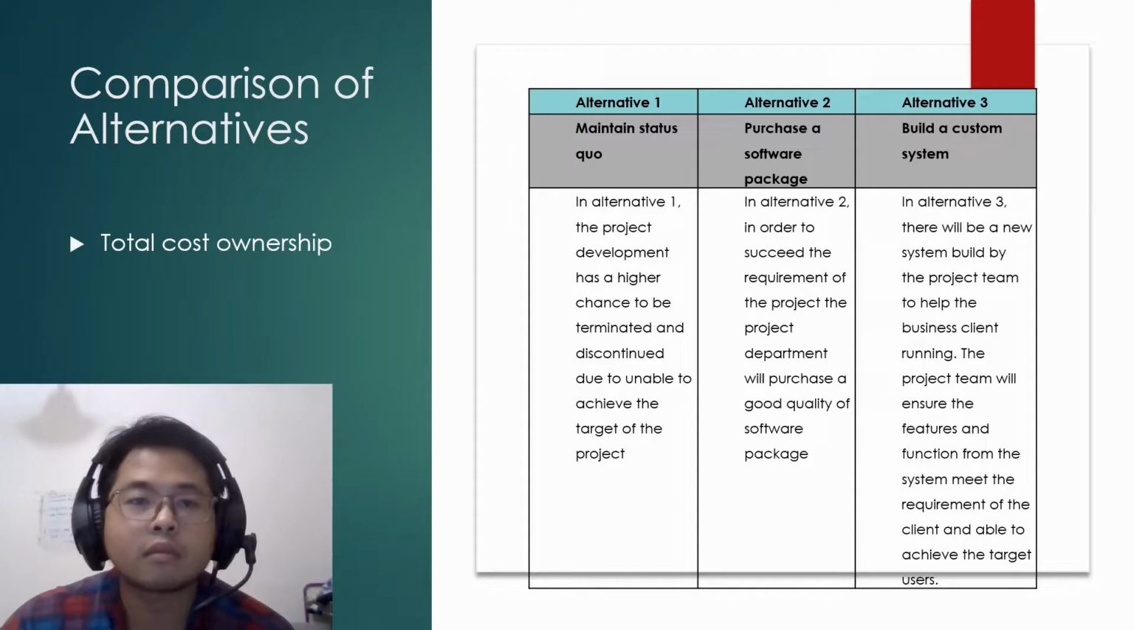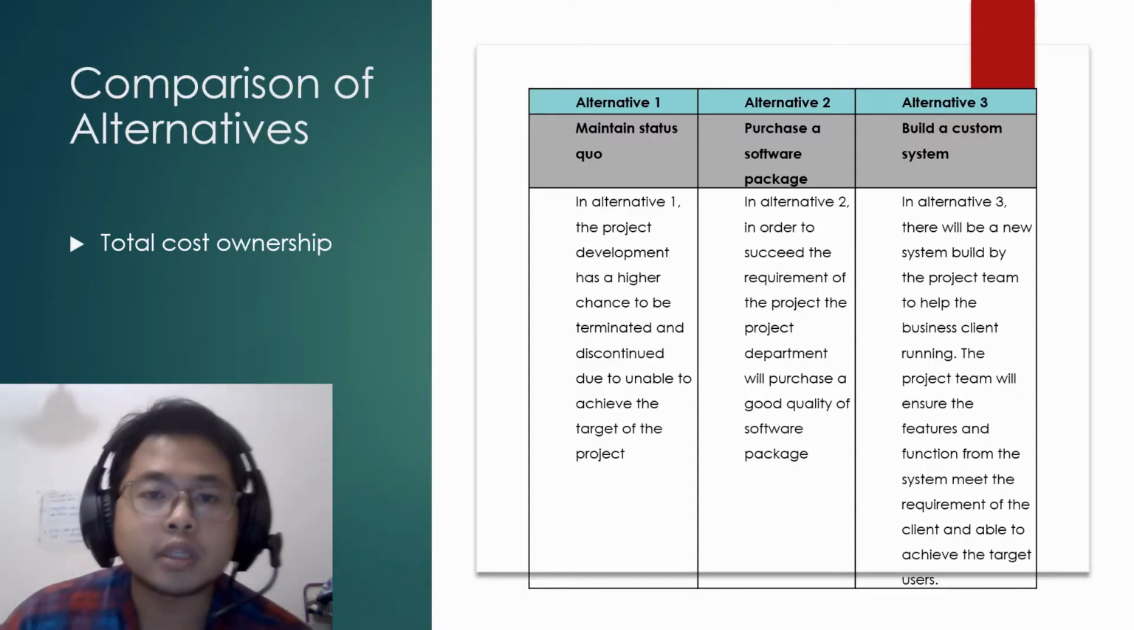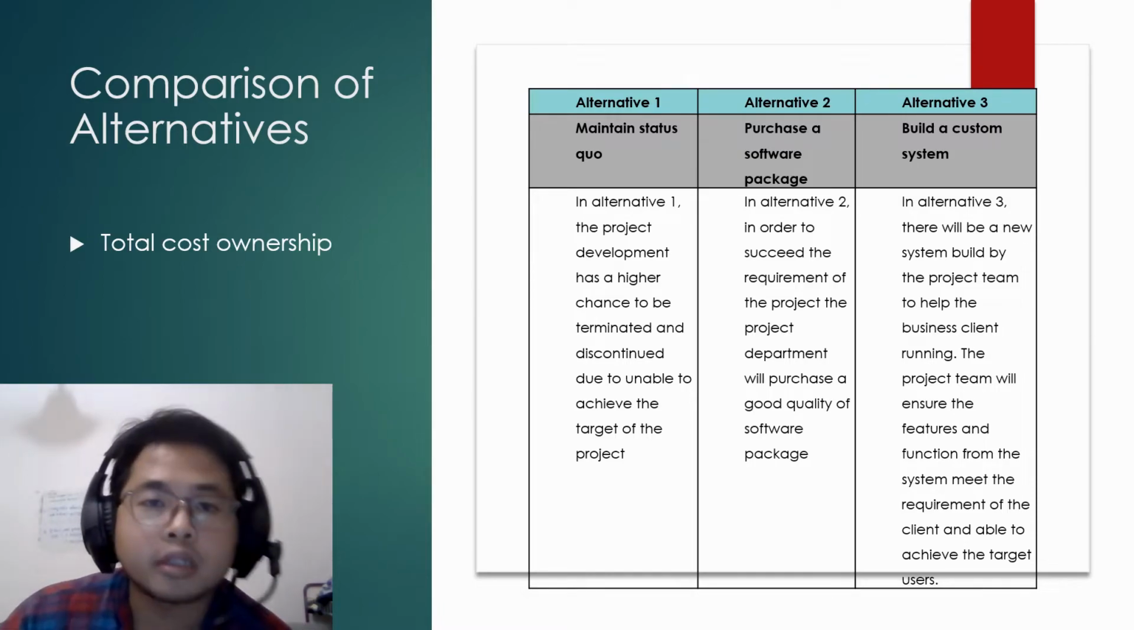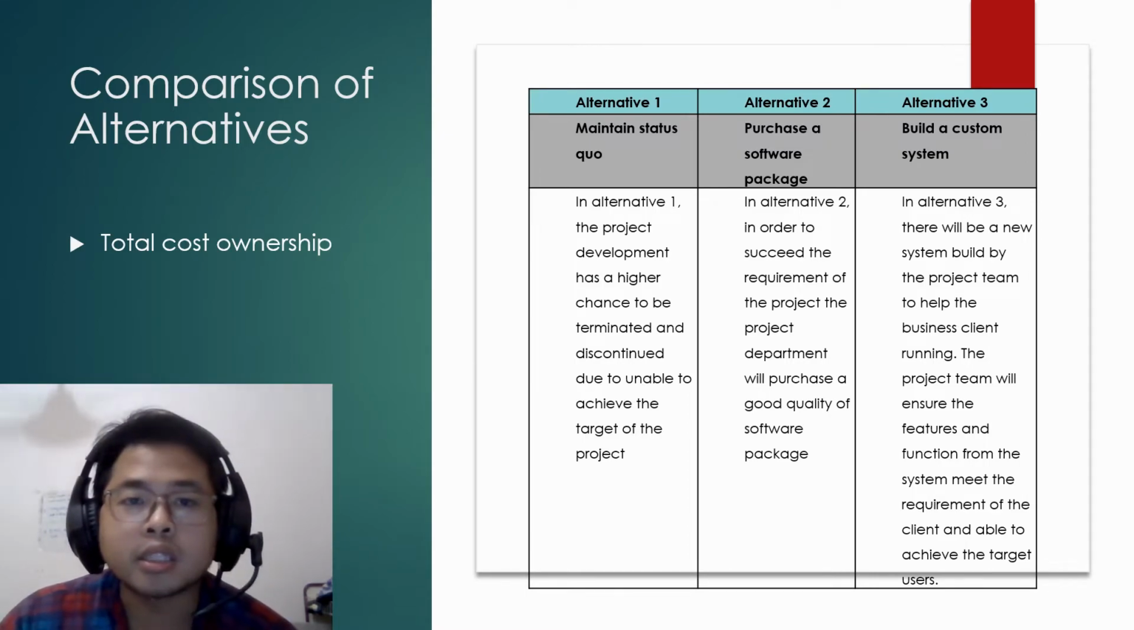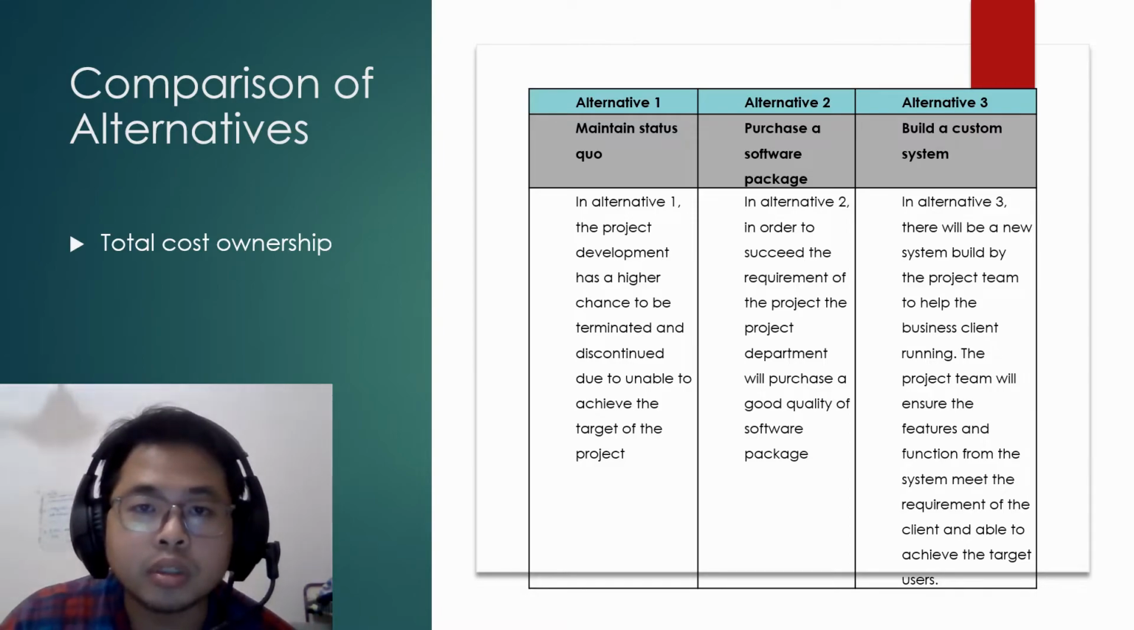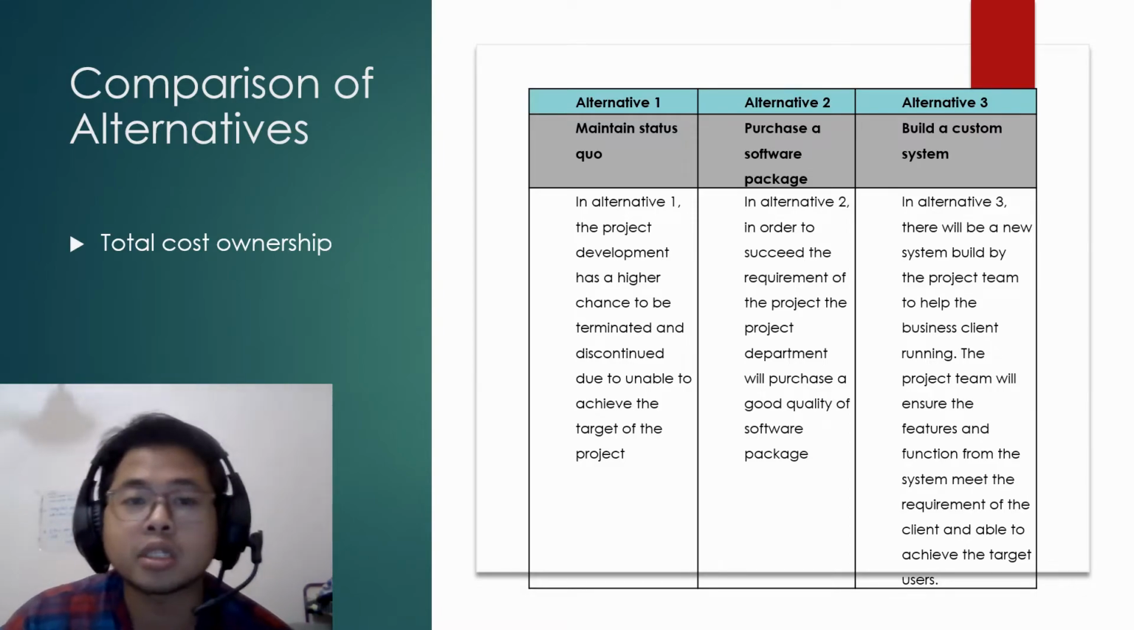Thank you. For the comparison of alternatives, I'll explain the total cost of ownership. There are three alternatives, which are maintain status quo, purchase a software package, and build a custom system. This table shows how we use the alternatives based on cost of ownership of our group project.